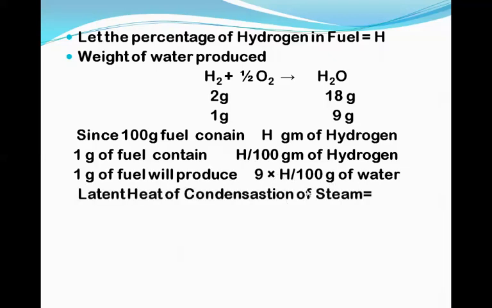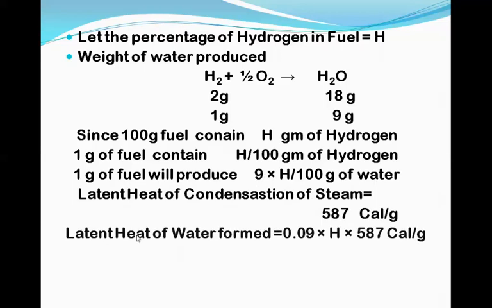The latent heat of condensation of steam is 587 calories per gram. So, when this much quantity of water is produced, the latent heat of the water formed will be equal to 0.09 into H into 587 calories per gram. Using this relationship, the LCV is equal to HCV minus 0.09 into H into 587.